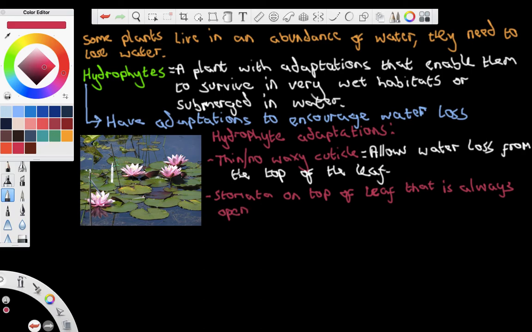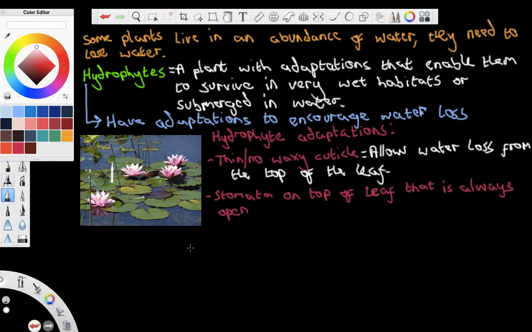Now, by having these stomata always open, it means that water can transpire quite easily. Transpiration takes place and the water leaves the leaf as much as it wants. It's important they're on top of the leaf because if you think about it, the underside of the leaf is submerged in water. Therefore, the water wouldn't leave the leaf, because there would be a water potential gradient encouraging the movement of water into the leaf. Now, these plants want to lose water.